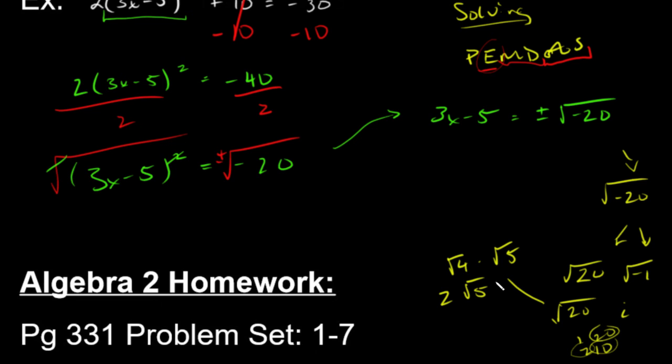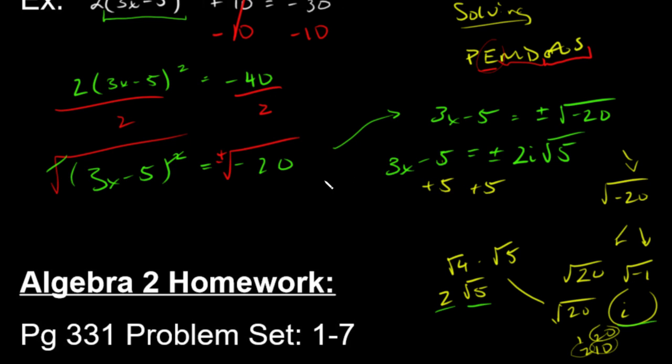Right? So you still have the i with it, so it's 2i times the square root of 5. So the 2 comes in, the i comes in, and the square root of 5 comes in still. Right? So you've got 3x minus 5 is equal to plus or minus 2i times the square root of 5. Or 2 square root of 5 i, it doesn't matter, whichever one you'd like to do. All right. Now you're just going to solve this out for x. So you'd add 5 and then divide everything by 3.